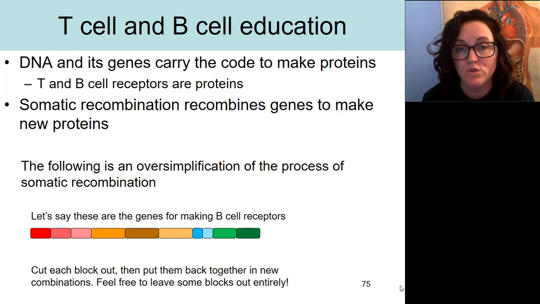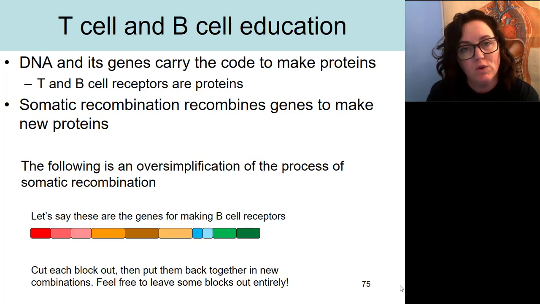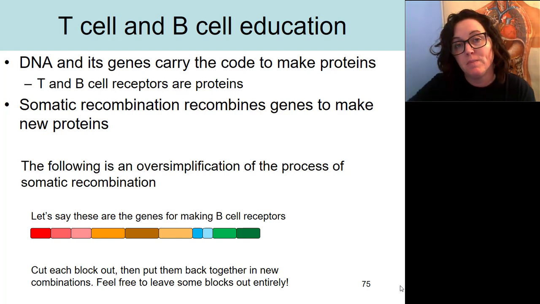Let's take a closer look at this whole idea of somatic recombination. Don't forget that DNA and its genes carry the code to make protein. Those unique receptors on the surface of T cells and B cells are made out of protein. Therefore, we have genes that tell us how to make those receptors. Somatic recombination is taking the genes for the receptors and chopping them up and recombining them in unique ways.